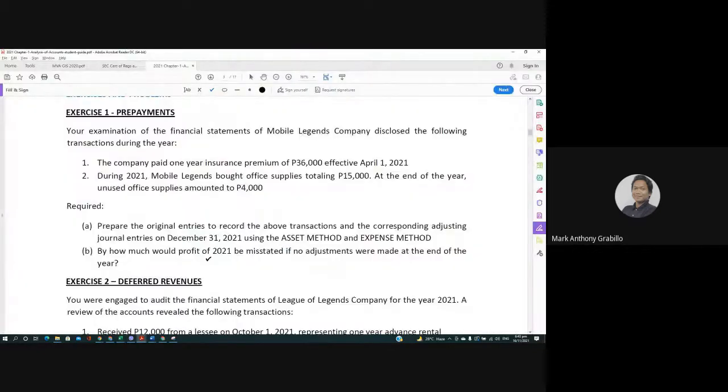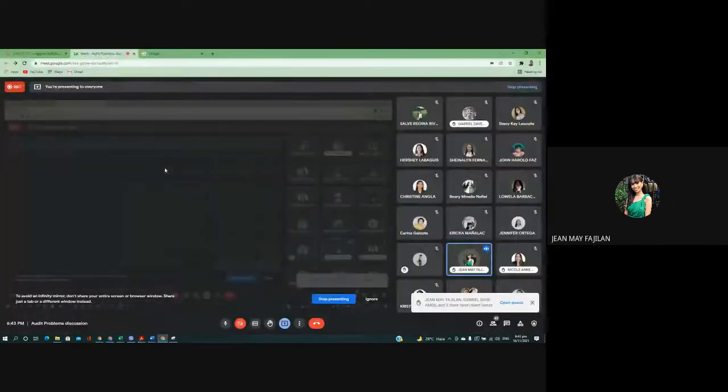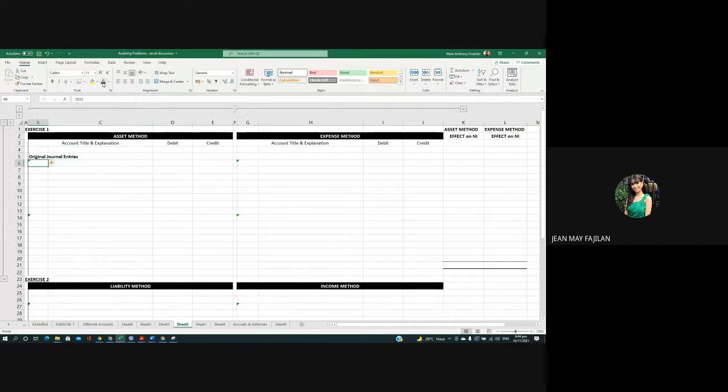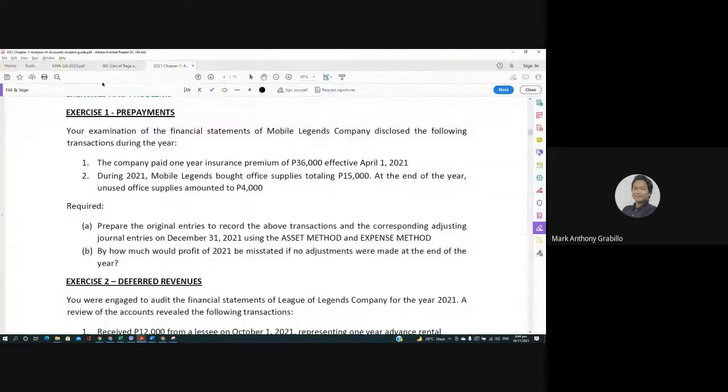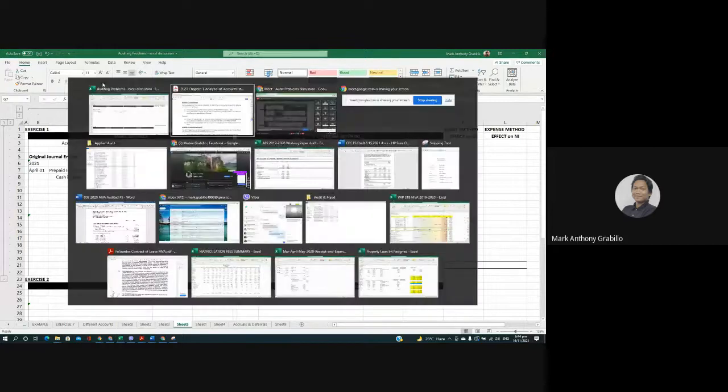So, what will be our entry for number 1? Kapag sa insurance premium? Yes, Jinmi. Under asset method po, debit prepaid insurance, 36,000. Credit cash, 36,000. All right. Okay. So entry is prepaid insurance, 36,000, and then credit cash, 36,000. And then under expense method, what will be our entry kapag expense method? Yes, Gab.